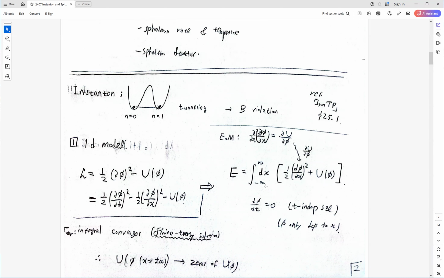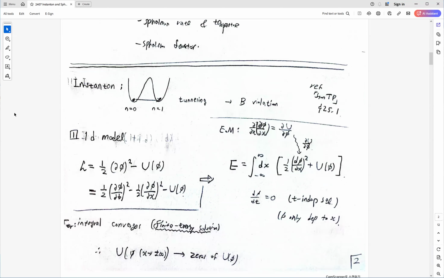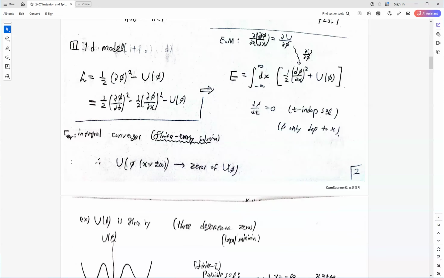By using this equation of motion, we can find the Hamiltonian density and the energy. We want to make finite energy solutions from the equation of motion and the energy formula. To do that, at spatial infinity, the field value should be located at the zeros of the potential, the vacuum of the potential. That is the condition for the convergence of this integral for the energy. So we should assign each spatial infinity to a degenerate vacuum.